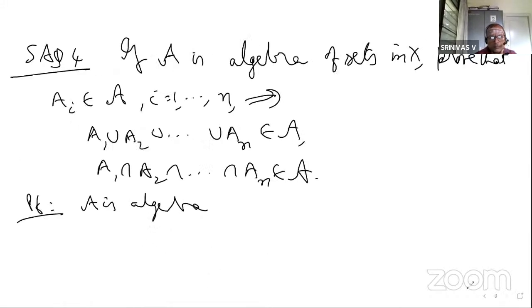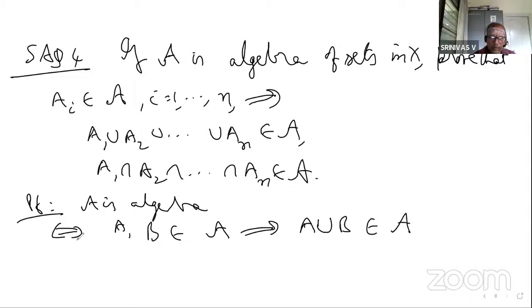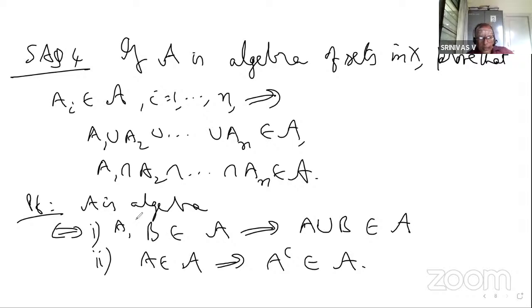Script A is an algebra if and only if, number 1, A, B belong to script A implies A union B is in script A, and number 2, A belongs to script A implies A complement belongs to script A. Script A is an algebra means it is closed under finite unions and closed under complements. From here we have to obtain this. How? Let n be any natural number. We have to apply mathematical induction.